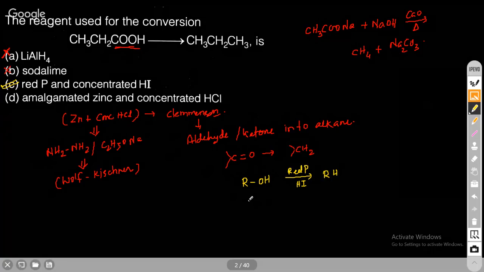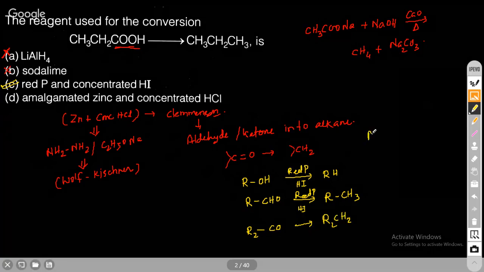If you have RCHO, that is also what we use here. Red phosphorus and HI: if you are using this, again the C double bond O converts into CH2. So this gives you RCH3. If you have a ketone, then again the same thing, R2CO with the same reagent, converts into R2CH2. The C double bond O converts into CH2.